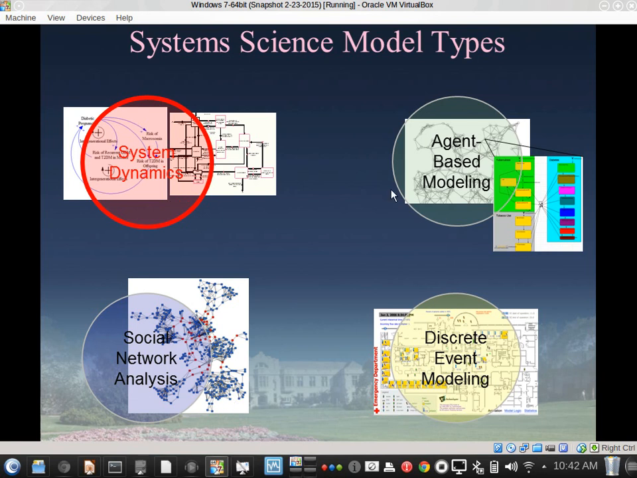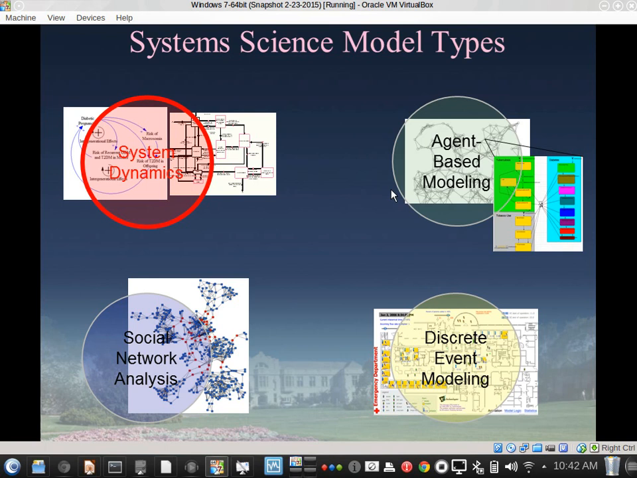This afternoon, I'll talk some about social network analysis. Social network analysis is most commonly conducted, not always, but most commonly, in a static fashion, meaning it doesn't depict things explicitly as they evolve over time. So I'm concentrating on those 3 that do. System dynamics, agent-based, and discrete event.